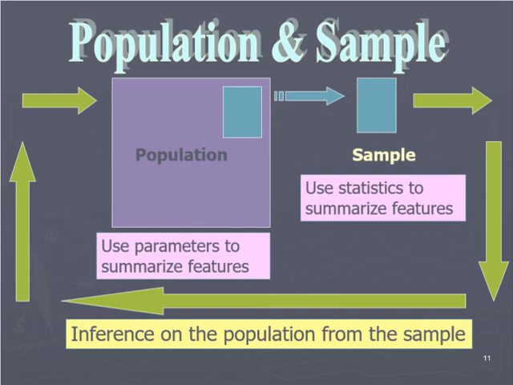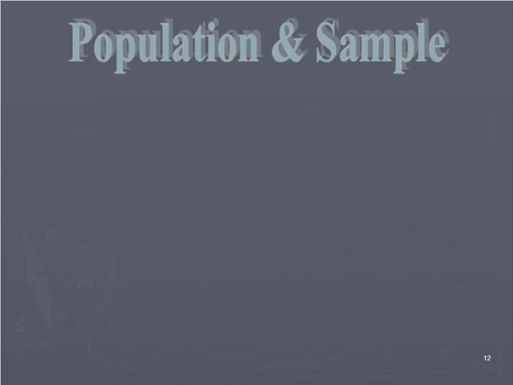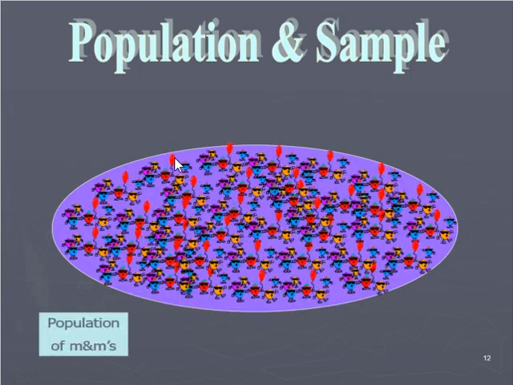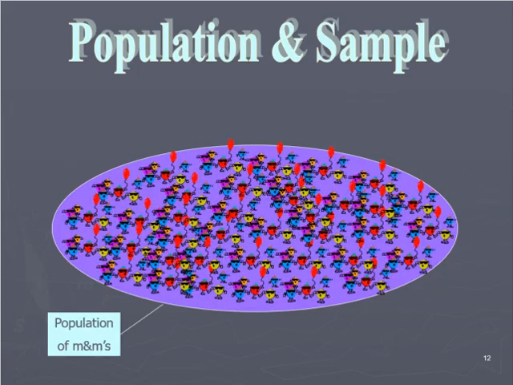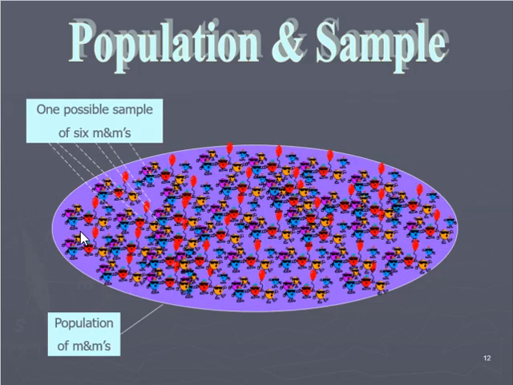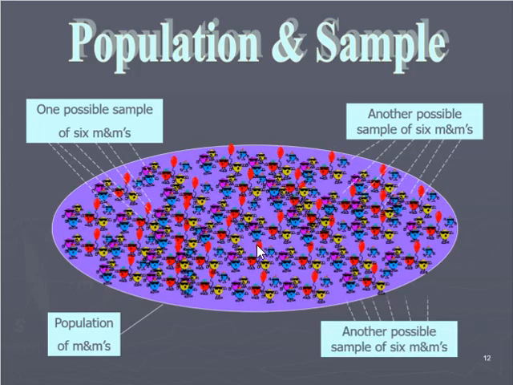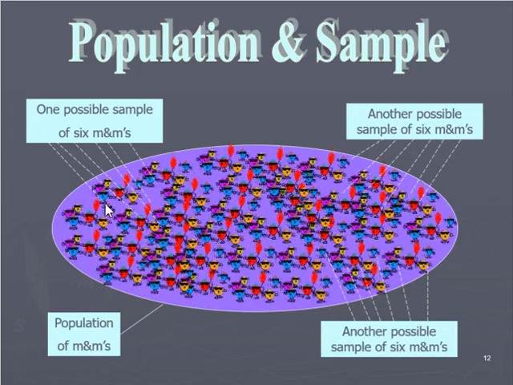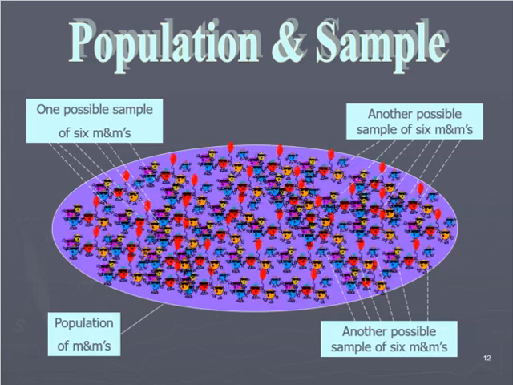So, ayun. Now, let's talk more about population and sample. Kunyari, ayan. This is a population of M&Ms. So from the population of M&Ms, you can get a sample from that part. You can also get another sample from this part or maybe from this part. Ayan, population, sample. It's just a part of the population.